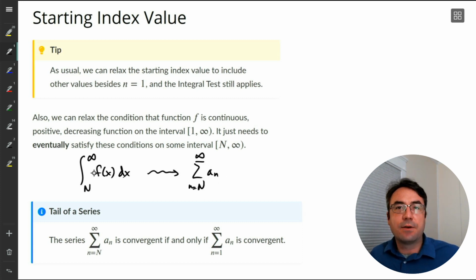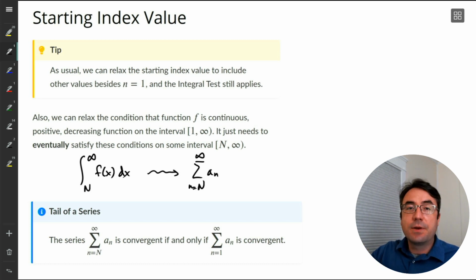And as long as this improper integral converges or diverges, then we can say what happens to our series where, instead of starting at n equals 1, we start at this larger number, capital N. So we can relax the starting index value here, and it's okay. And the reason why this works out is that the convergence or divergence of a series doesn't have anything to do with our first few terms. It has to do with what happens from a certain point going forward.